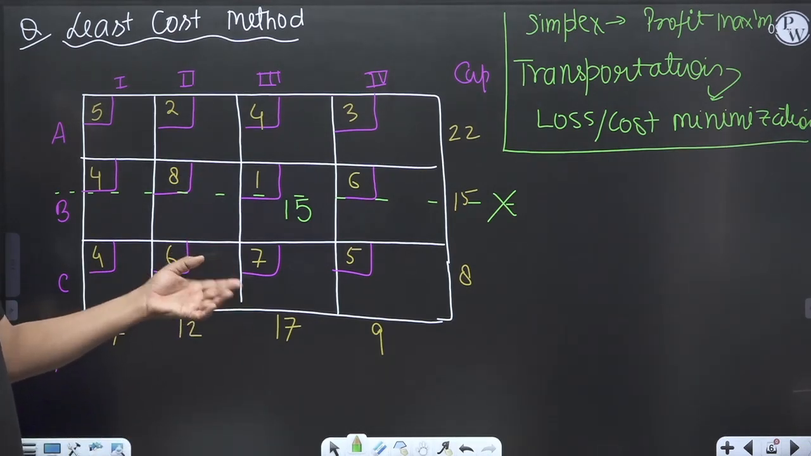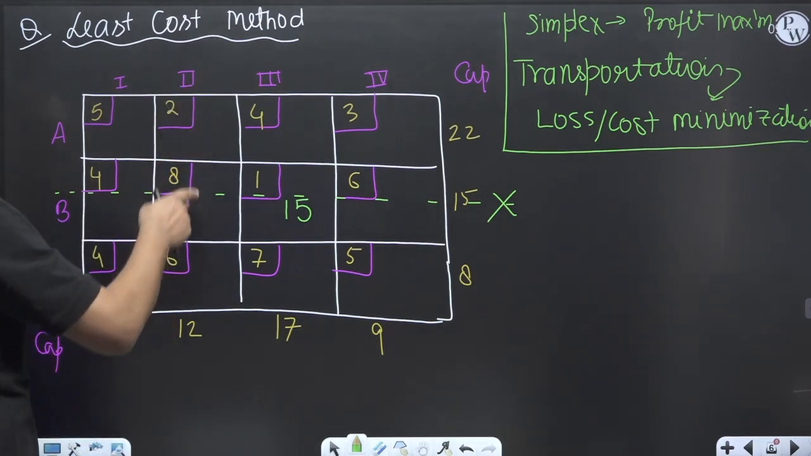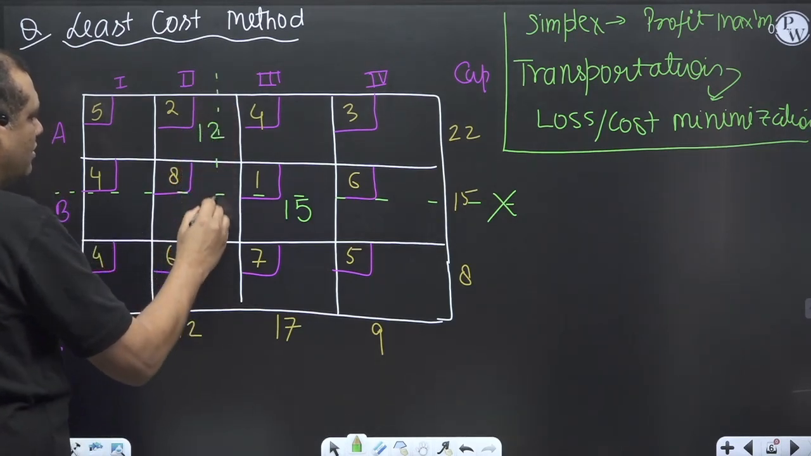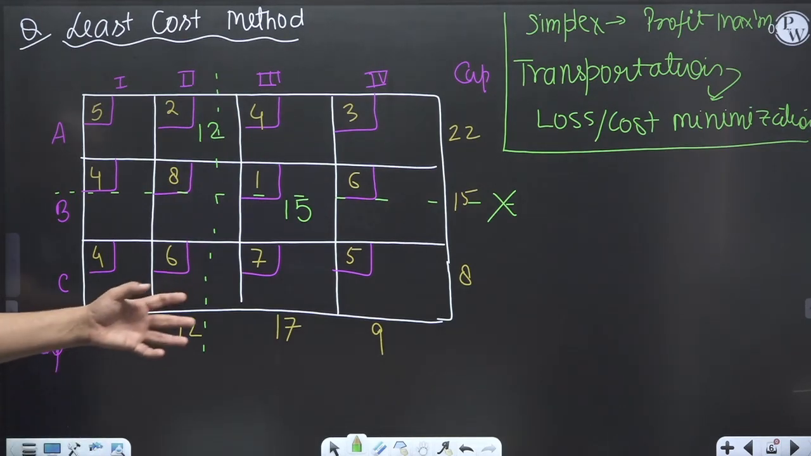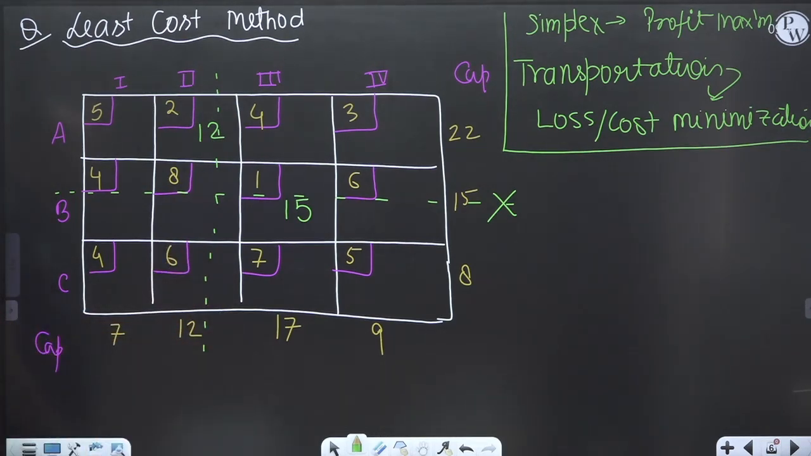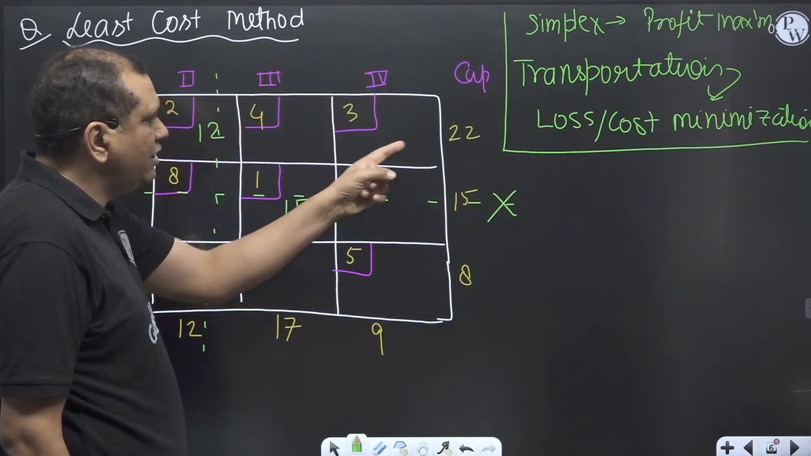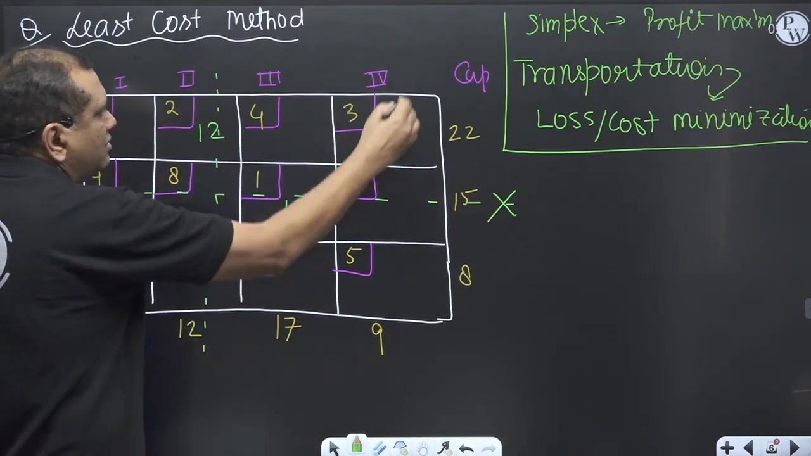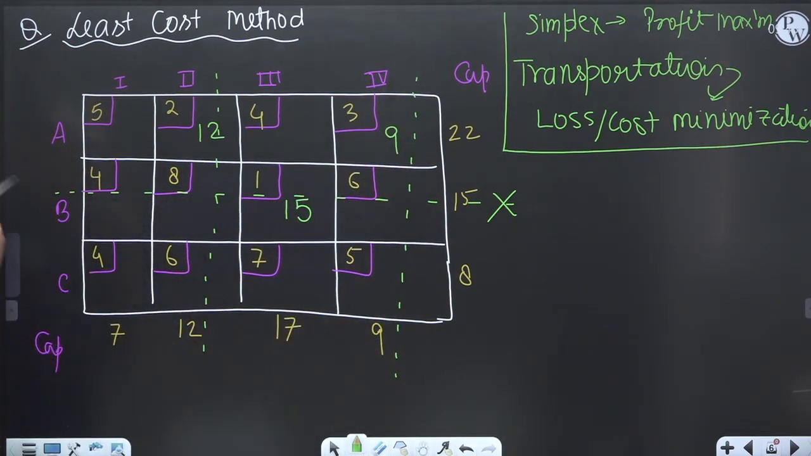Go to the next higher transportation cost, 2. Allocate as much as you can. Column capacity is 12, row capacity is 22, so I can allocate only 12. By that way, row capacities will be full. So I keep on jumping to the next higher transportation cost. Next higher is 3. Column can accommodate 9 and the row can accommodate how much? 10, because 10 is left now. So 9. This column is also exhausted.